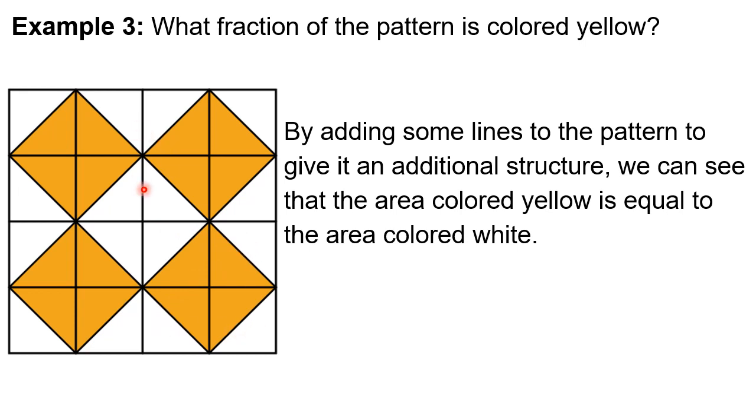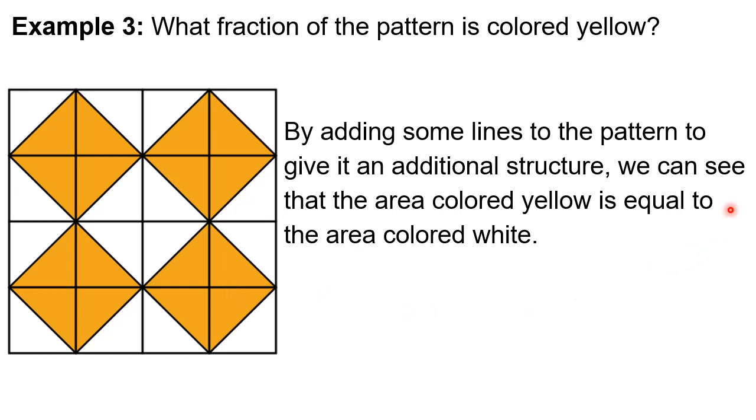So one way to do this is to simply count the number of white triangles and the number of yellow triangles. So we know here that if there are 1, 2, 3, 4, 5, 6, 7, 8, there are also 8 here. So there are 16 white triangles. And how many yellow triangles? There are also 8 yellow triangles. So in other words, we have 1/2. So 1/2 are yellow, 1/2 are white triangles.